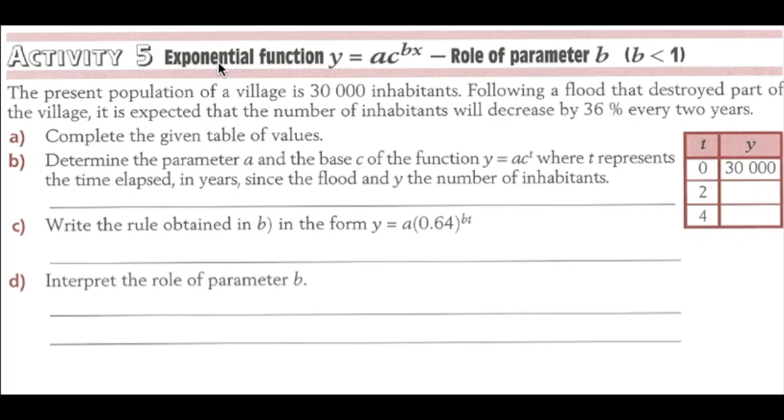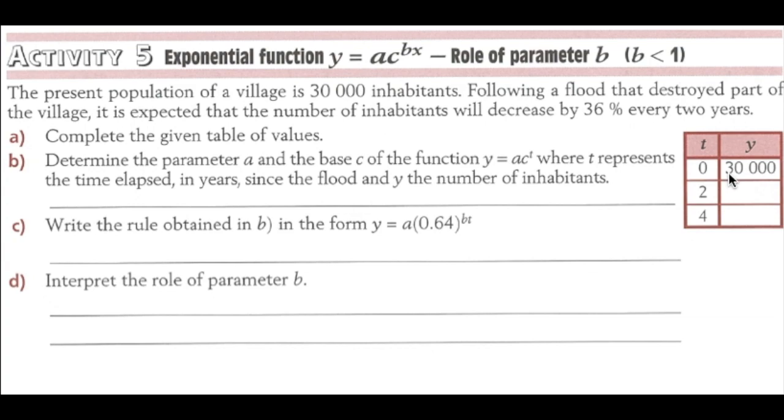Activity 5, exponential function, y equals a times c to the power of bx. The role of parameter b when b is less than 1. The present population of a village is 30,000 inhabitants. Following a flood that destroyed part of the village, it is expected that the number of inhabitants will decrease by 36% every 2 years. A. Complete the table of values.